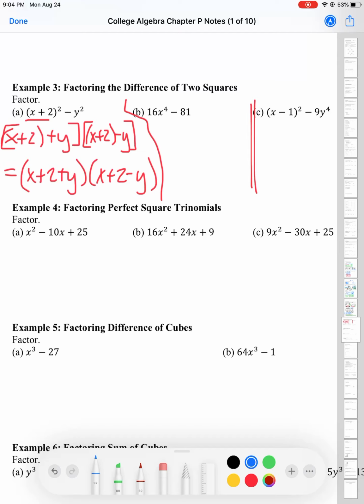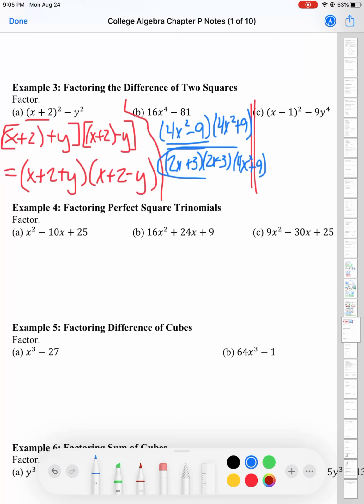For part B, we can break this down. 16x to the fourth gets broken down like 4x squared and 4x squared. So I have 4x squared minus 9 and 4x squared plus 9. Now, hopefully you notice that this can be broken down and factored even more, because that is also a difference of two perfect squares. So this is 2x plus 3 times 2x minus 3. And then we still have the 4x squared plus 9. Because remember, a sum of two perfect squares cannot factor.